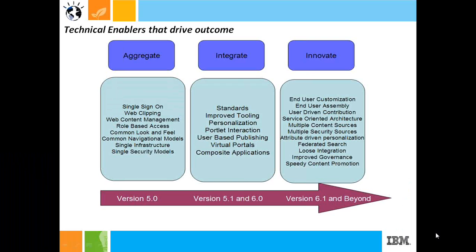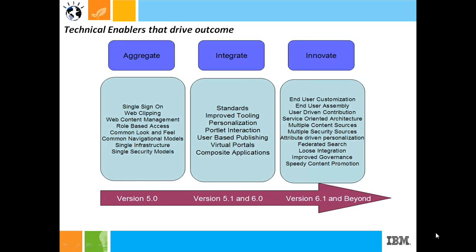Version 5 provided single sign-on and web clipping, and content management was externalized, so Web Content Management was still there. Then role-based access, look and feel, a single infrastructure, single security models, and then navigational models. There was a lot of development and configuration involved when working with 5.x, or 5.0 I would say.